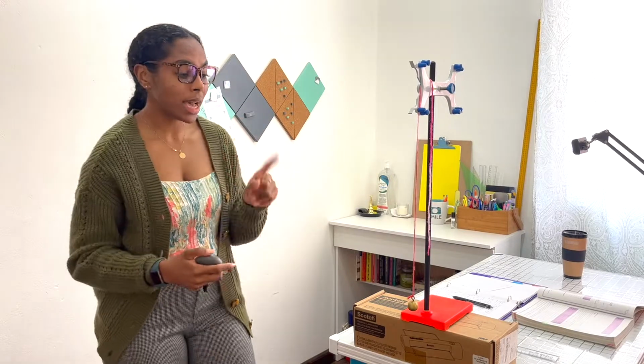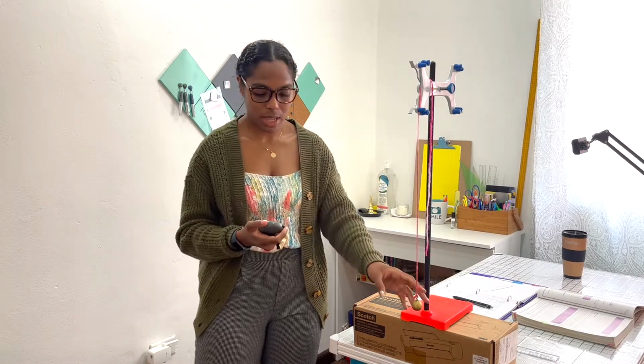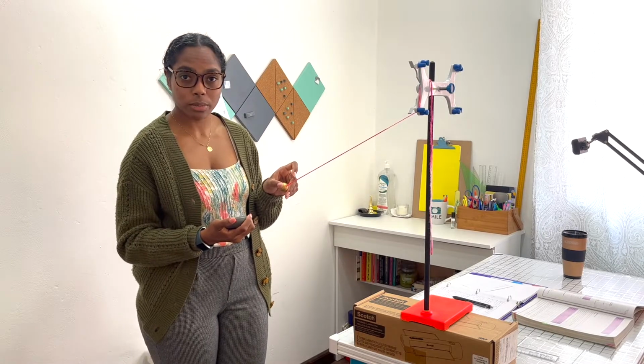Now, I am going to do the same thing. I'm going to do 20 oscillations again, count that 20, take down the time, and then do it a second time so that I can find the average of both. So, I'm coming up here, and I'm doing the countdown method.